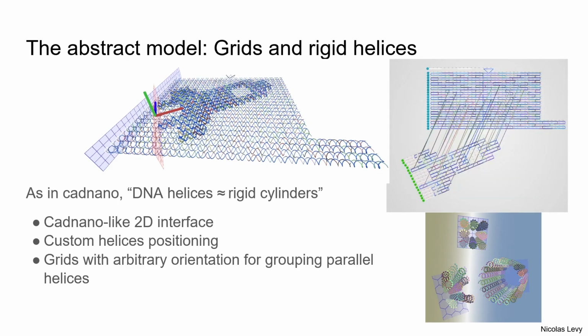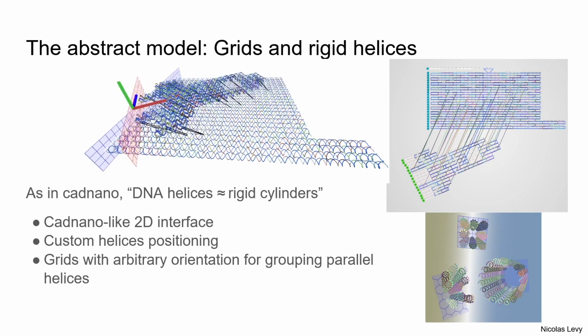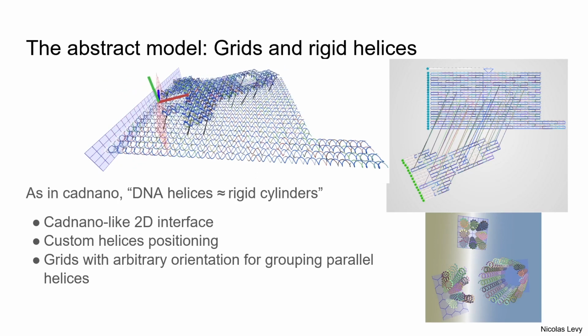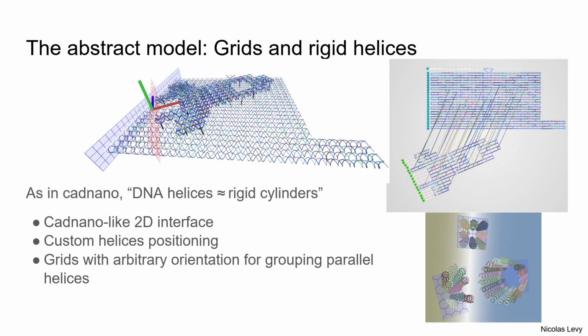We also extend CAD-Nano's model by allowing multiple grids in the same design, so that the design can contain non-parallel helices. At the moment, EnsNano has three kinds of grids: 2 infinite lattices, the square and the honeycomb, and 1 finite circular grid for making nanotubes with up to 50 helices.